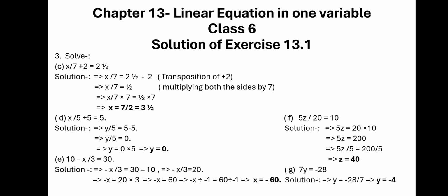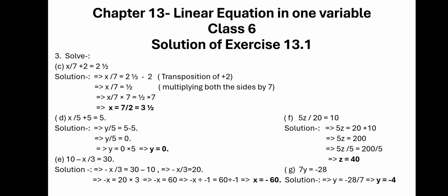x upon 7 plus 2 is equal to 2 and a half. So that implies x upon 7 equals 2 and a half minus 2. So transposition of 2 to the other side as negative 2. x upon 7 equals half, because 2 and a half minus 2 is half.